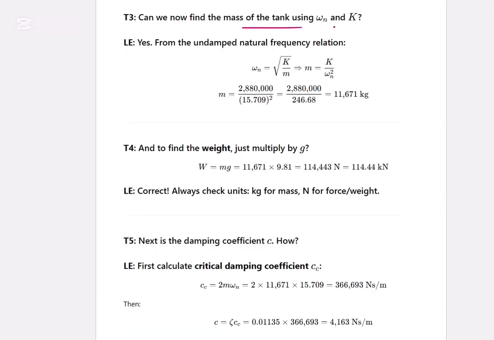Can we now find the mass of the tank using omega and k? Yes, of course, we know omega n and k. So from this we can find the mass. And to find the weight, we simply multiply by gravity, and always check the units.